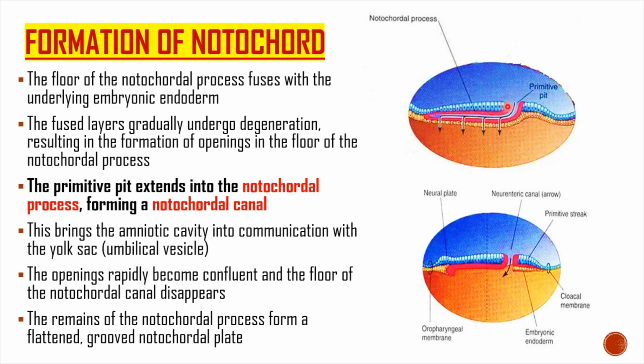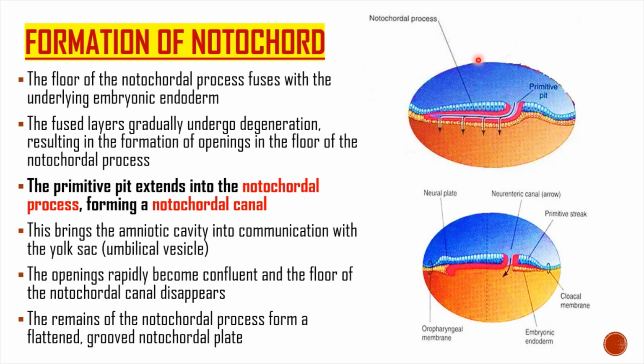When they invaginate, they will move between the ectoderm and the endoderm. So here they are going to form what we call a notochordal process. This notochordal process that lies in the mesoderm will form a canal, which will be called the notochordal canal. And then this notochordal canal is going to fuse with the endoderm underneath.